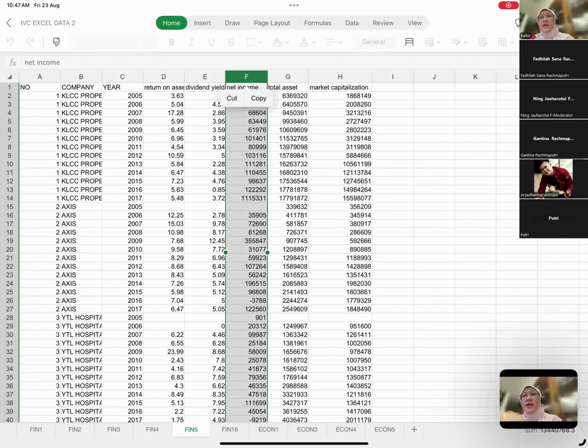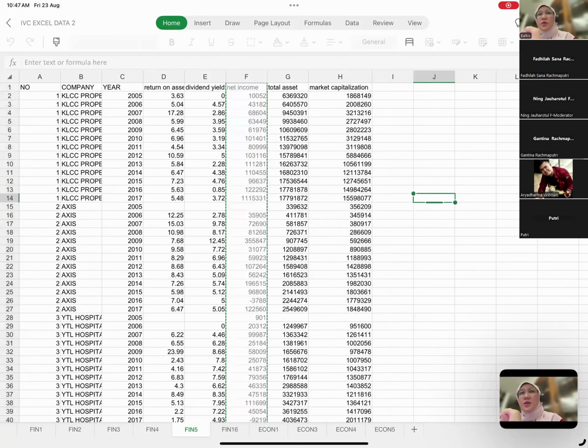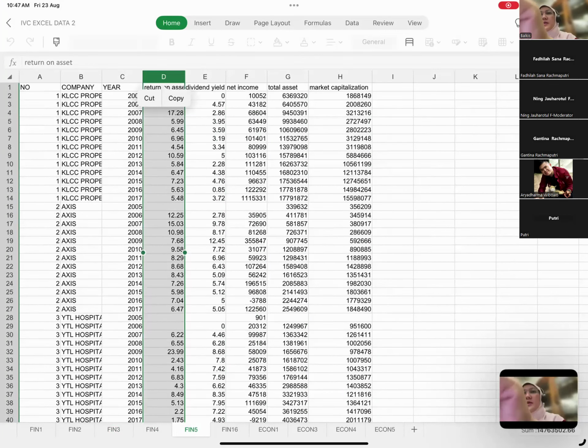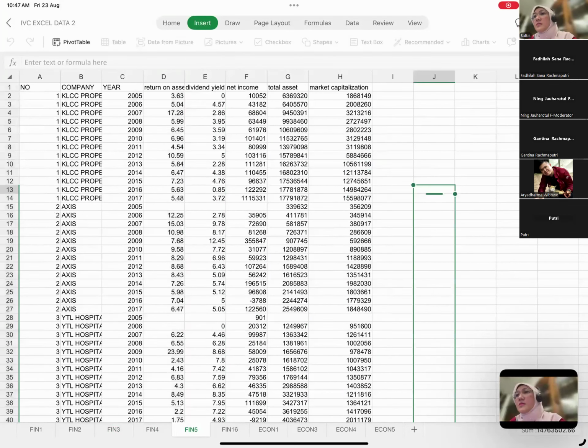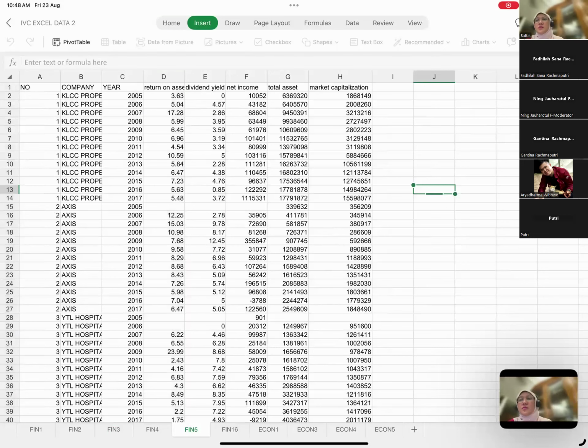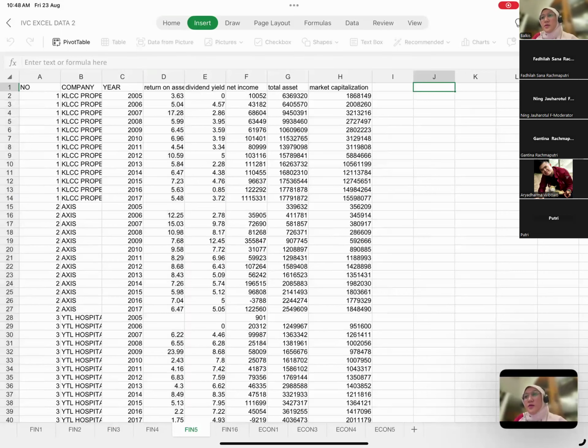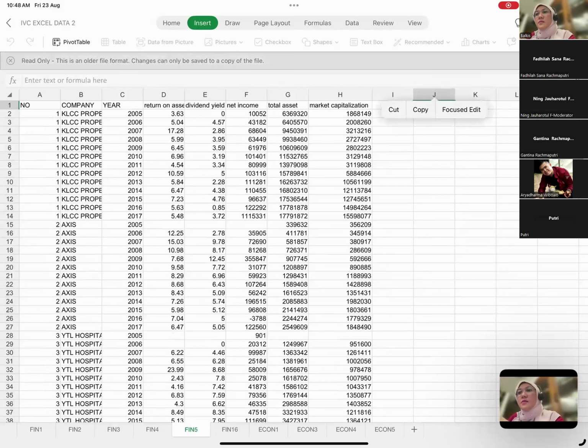So where does net income have to sit? Net income should be at the D column. So here, insert a column at D. D here will be the net income. Or I write it here. So net income is read only.